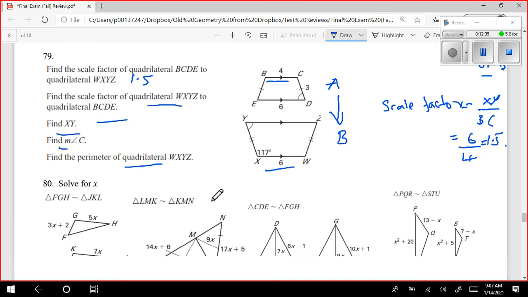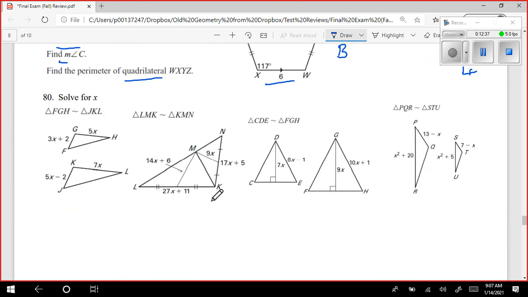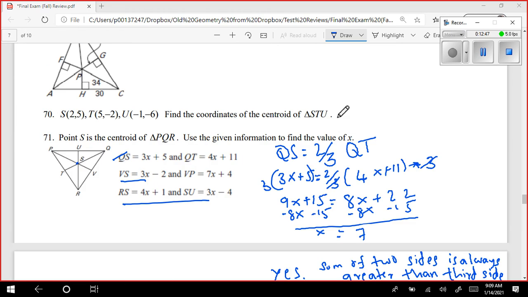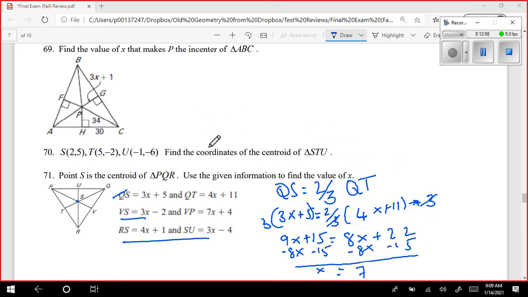Let's see. Okay, before I see problems, I will just check your chat if there is any particular problem that you want me to solve. Okay, find the coordinates of the centroid of triangle STU. I'll do one more problem with regards to centroid, which a majority of you had difficulty with, and then I'll give you time to work independently.